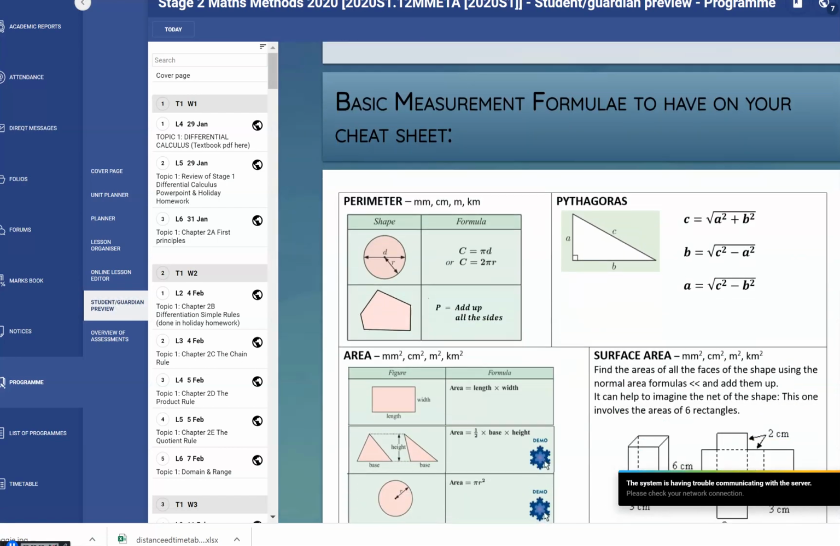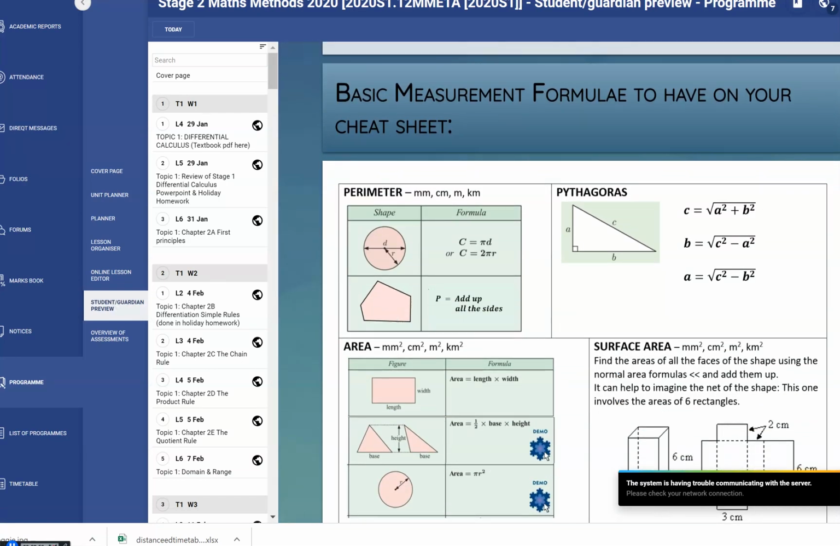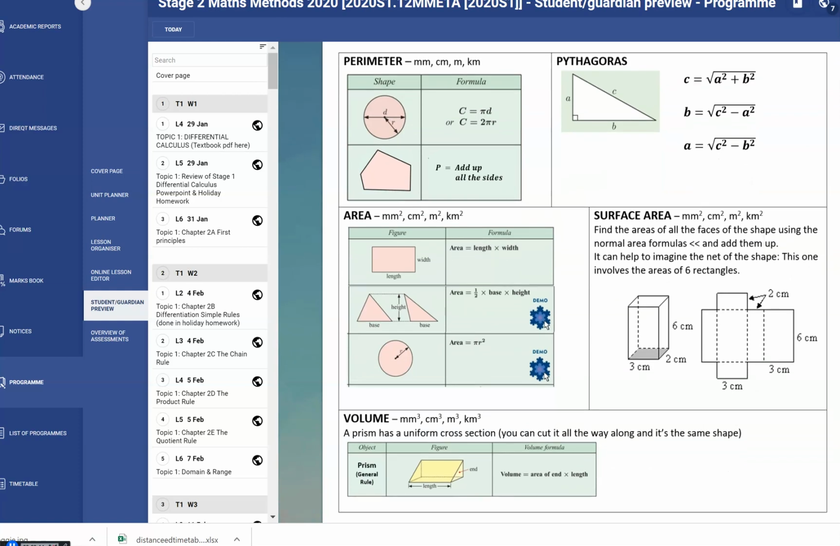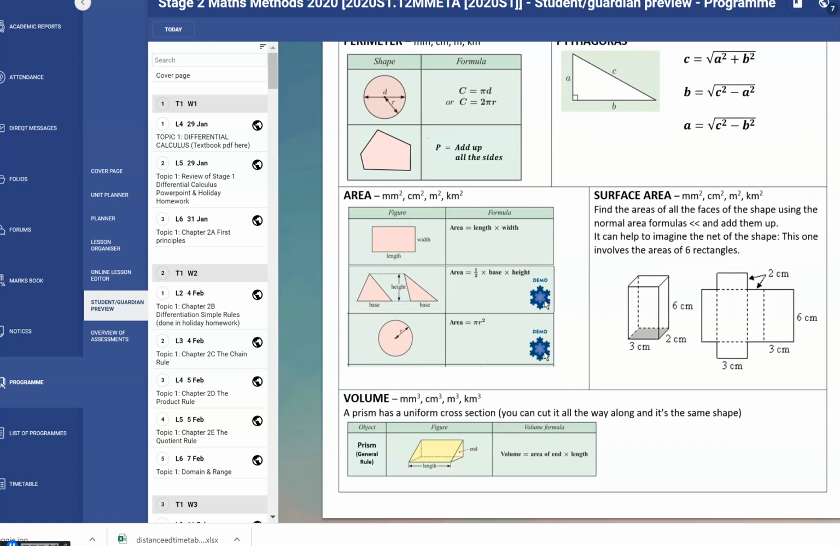I have put some basic measurement formulas on this sector page where you'll find this video to have on your cheat sheet. You really don't need to know anything extreme. Circles, general rules for perimeter, Pythagoras, areas of rectangles, triangles, and circles. Surface area of a 3D shape is just when you add up all the areas. And the volume of a shape, we're going to only be working with prisms. So prisms are where it has the same shape all the way through a shape.